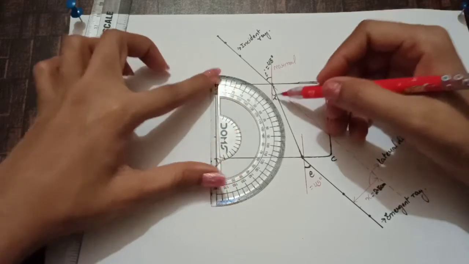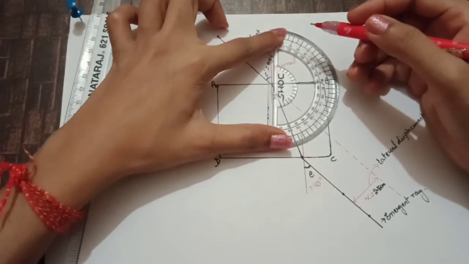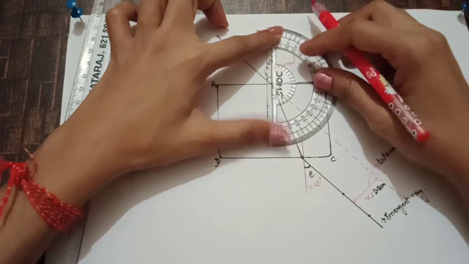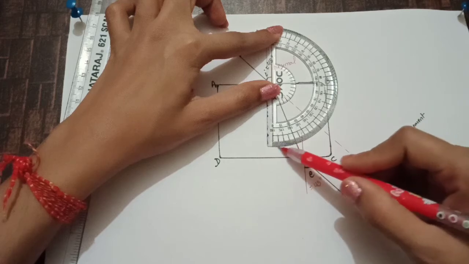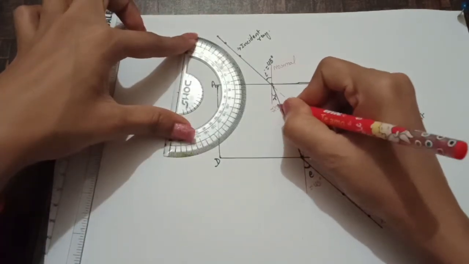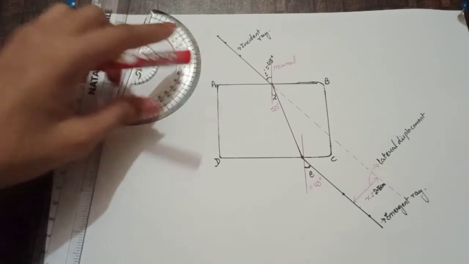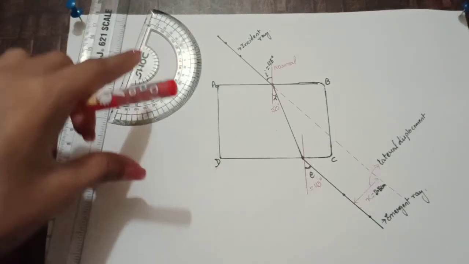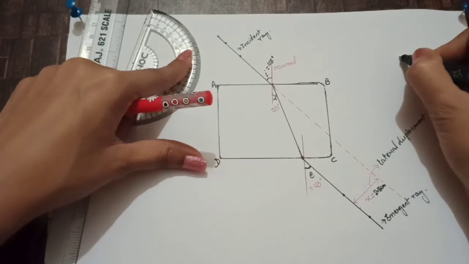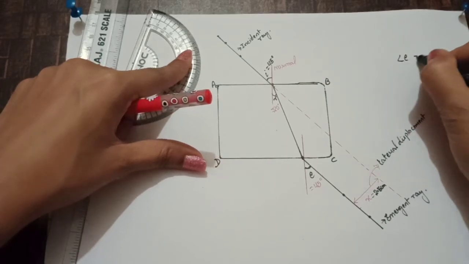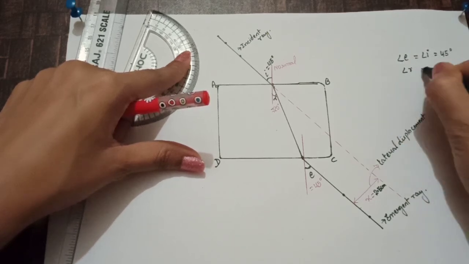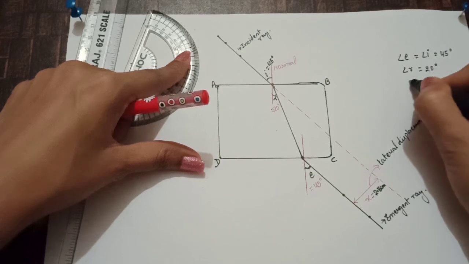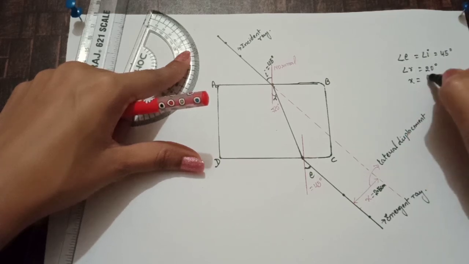We can even measure this angle of refraction. So angle of refraction is 10 and 20, right? So this is 20 degree. So in this manner we can write our observation here also. We have found angle of emergence equal to angle of incidence, which is equal to 45 degree. Also angle of refraction is 20 degree, and lateral shift has been observed here to be 2.5 centimeter.